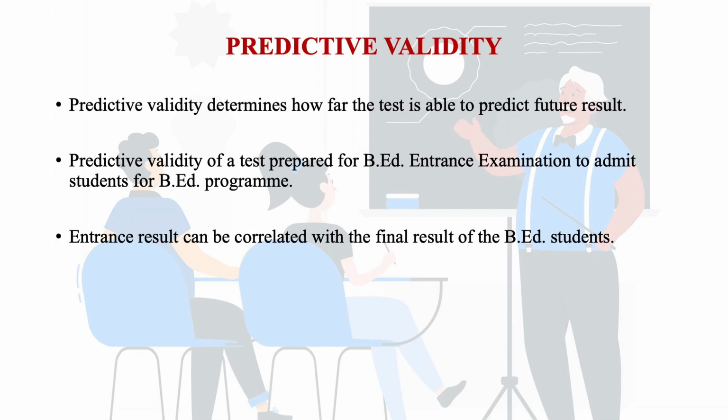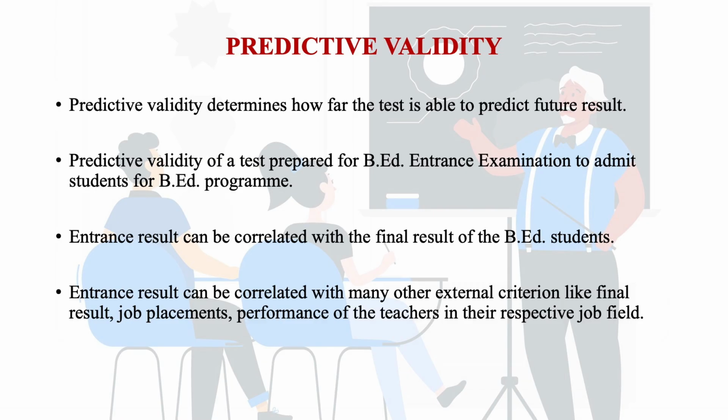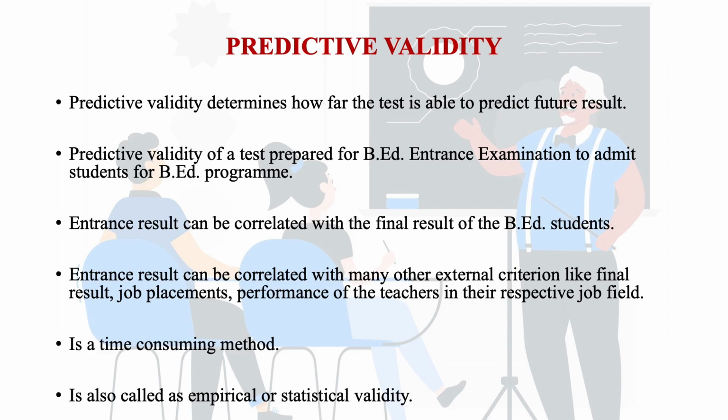But here, the situations of prediction may be different. What you are doing is correlating entrance examination results, which can be correlated with many other external criteria like the final result, job placement, and performance of the teachers in their respective job field. So friends, it is a very time consuming method and is also called the empirical or statistical validity method, because here we are just using the correlation method.